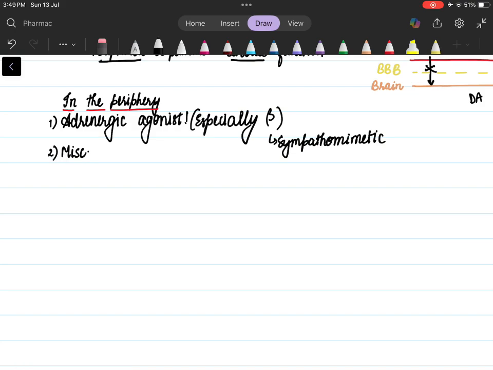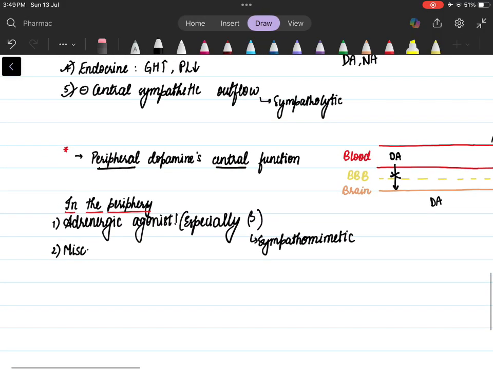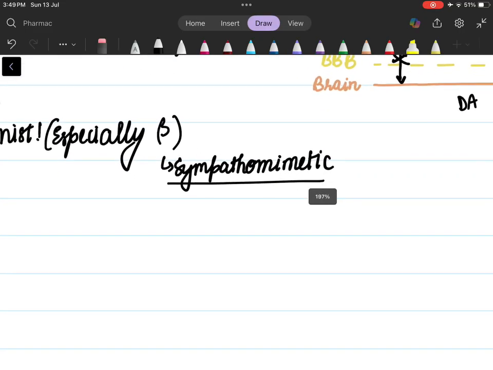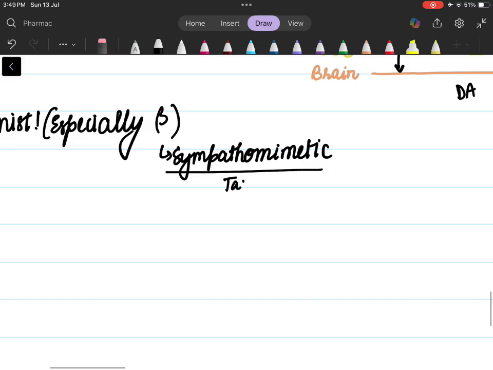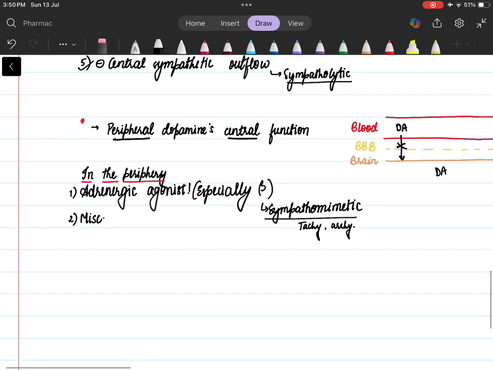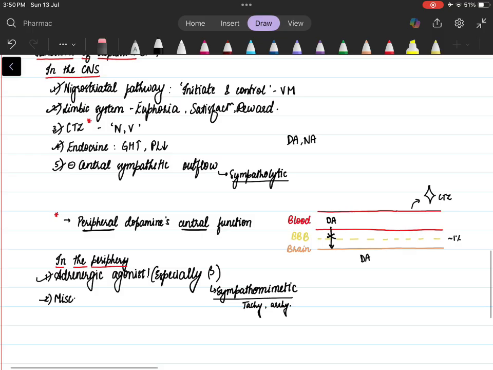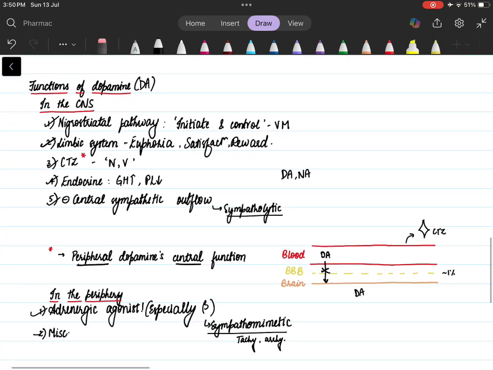In the periphery, dopamine acts as an adrenergic agonist, especially beta-adrenergic. So, in the central nervous system, it has a sympatholytic action, and in the periphery, it has a sympathomimetic action, which means it can produce tachycardias, arrhythmias, etc. And of course, there are some other miscellaneous functions as well. These are the main functions of dopamine that we need to know.